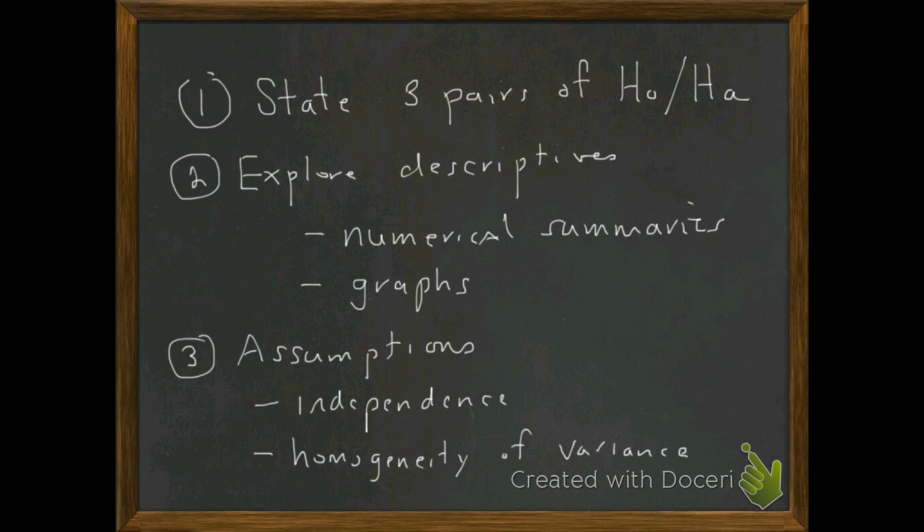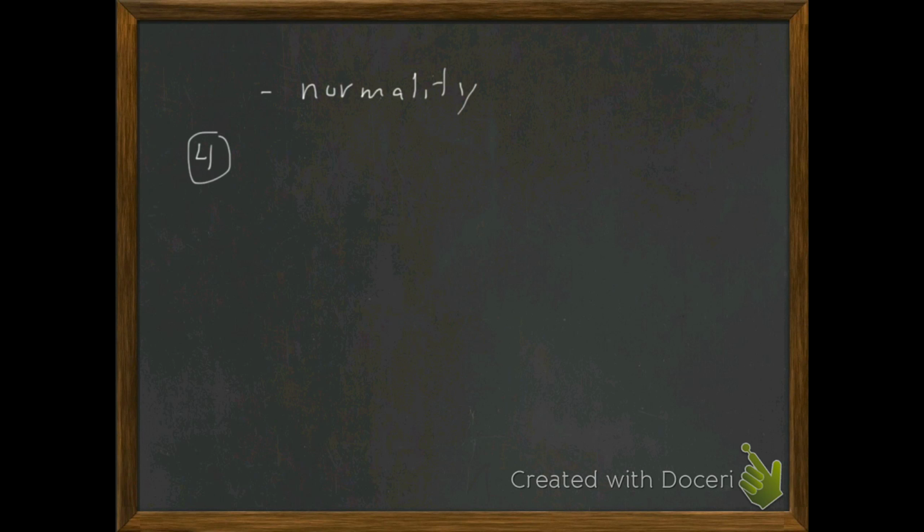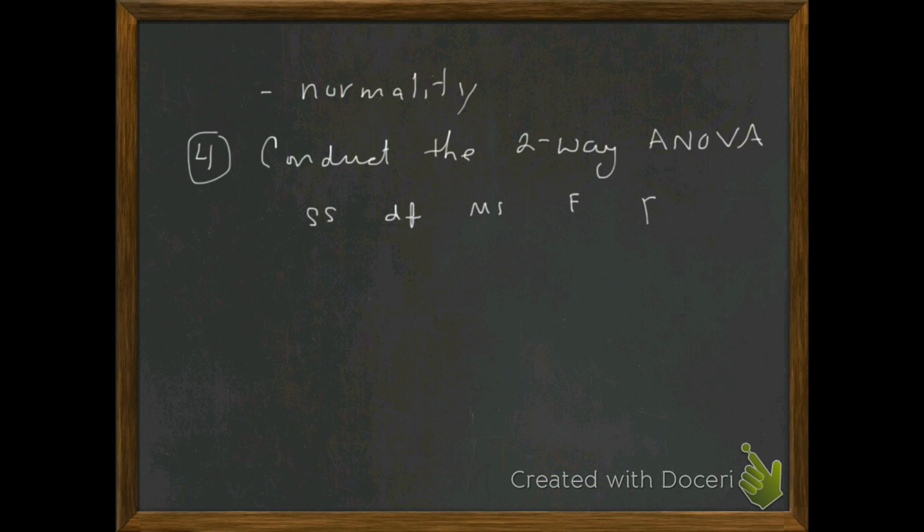Okay, so the fourth thing we're going to do is conduct the two-way ANOVA. And what we'll do here really depends on what we get. If you think about it, we're going to have sum of squares and degrees of freedom and mean square and F and P values for our factor A, our factor B, and our interaction effect.